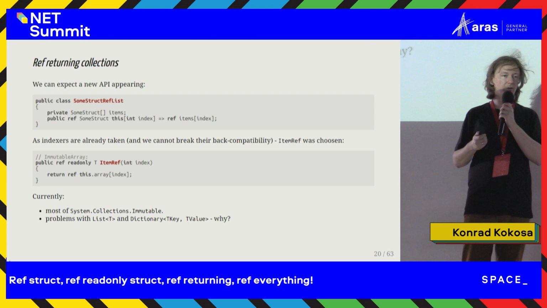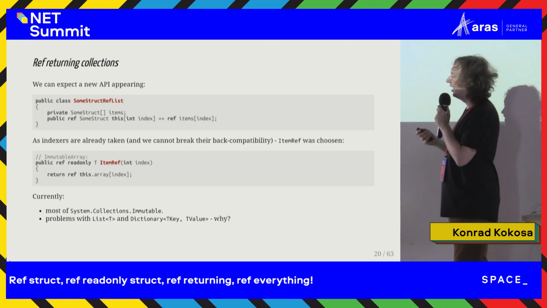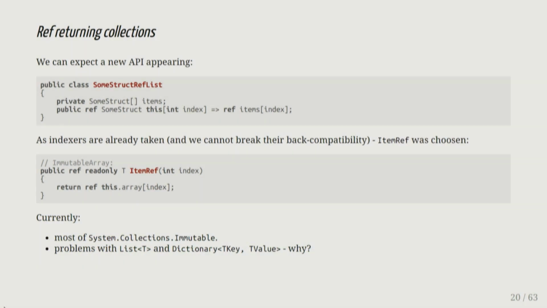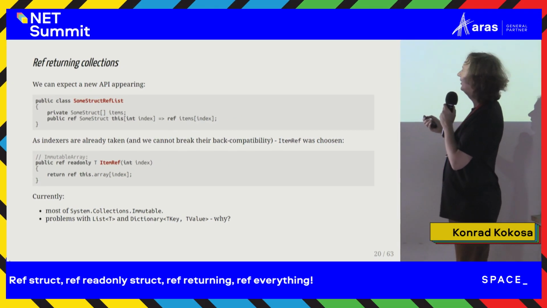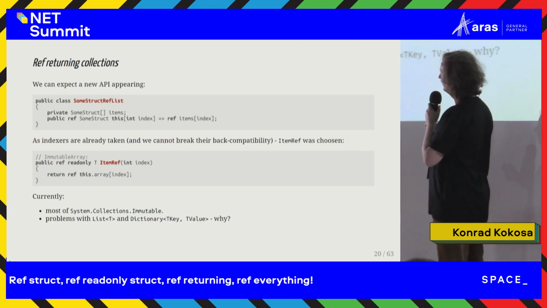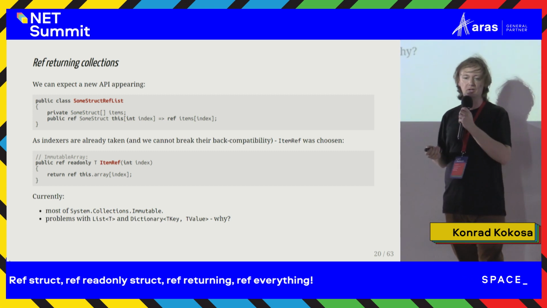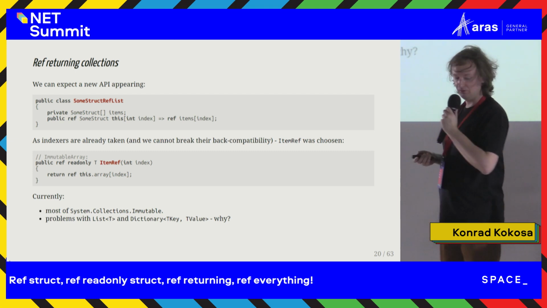Because of that, you will probably hear more and more about ref returning collections, where you have a collection which allows you to ref return its elements. For example, even indexers can ref return, but as indexers are already taken and have already agreed semantics, we can't reuse indexers in lists or other collections. So it was agreed that the standard name of the method which returns by reference will be ItemRef. And you will have ItemRef which returns elements from specific collections. For example, all collections in System.Collections.Immutable already implement ItemRef, so you can return elements from immutable collections, which is nice.